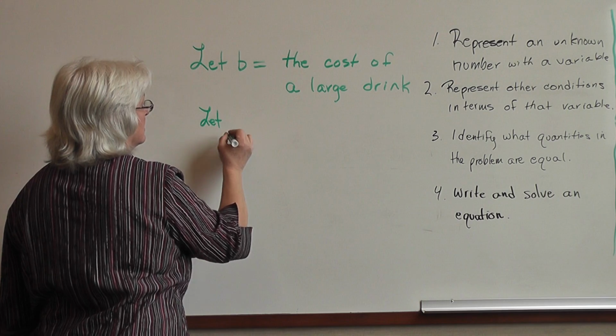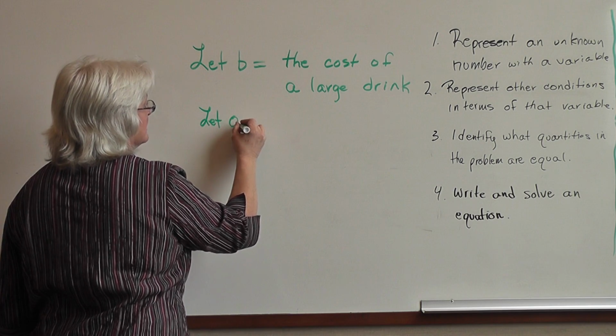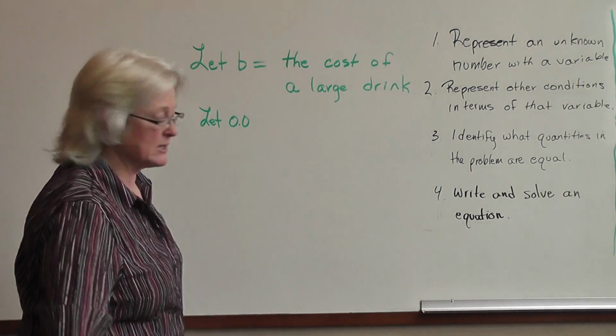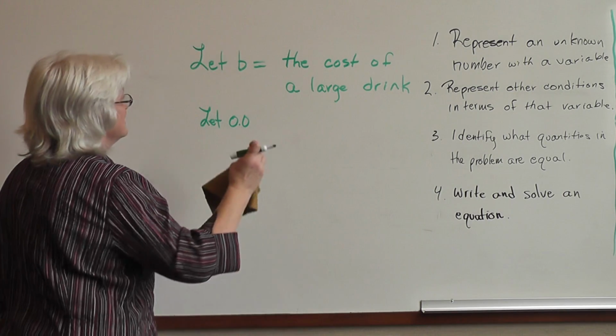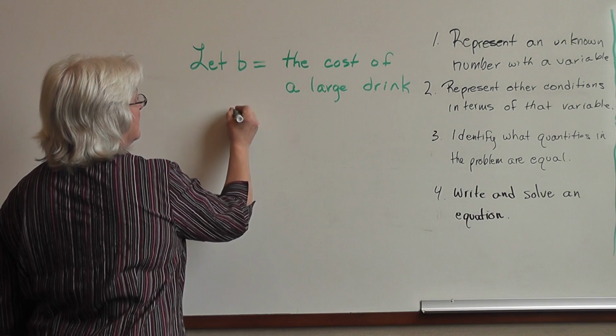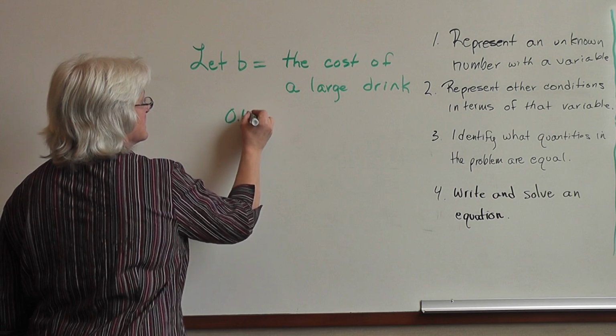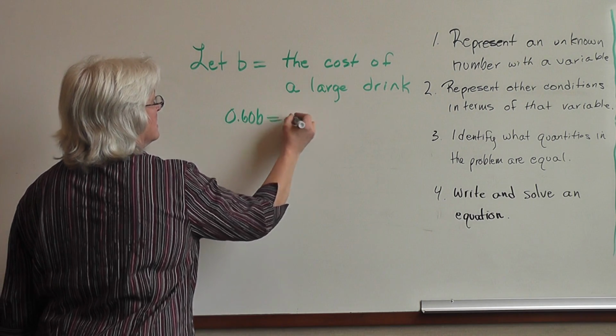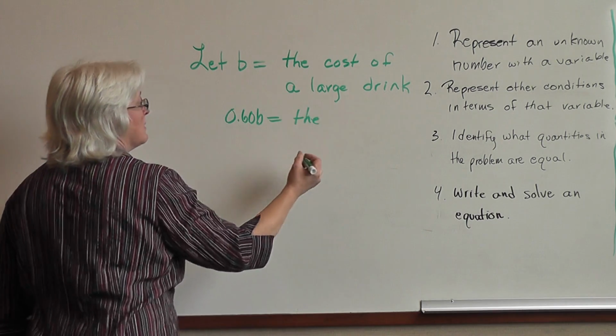Well, you remember that 60% can be written as a decimal, 0.60. So if B is the cost of a large drink, then 0.60 times B is going to be the cost of a small drink.